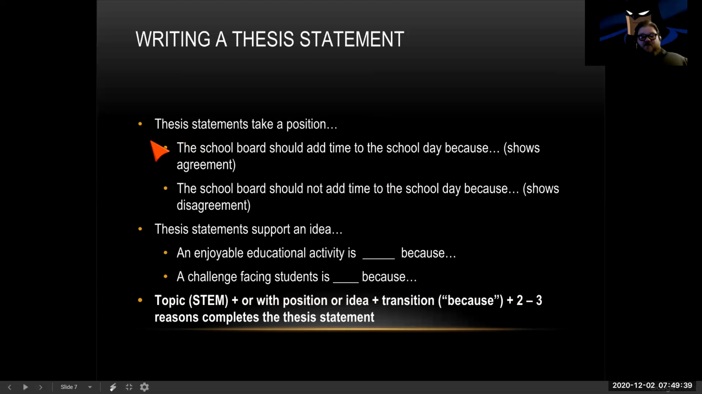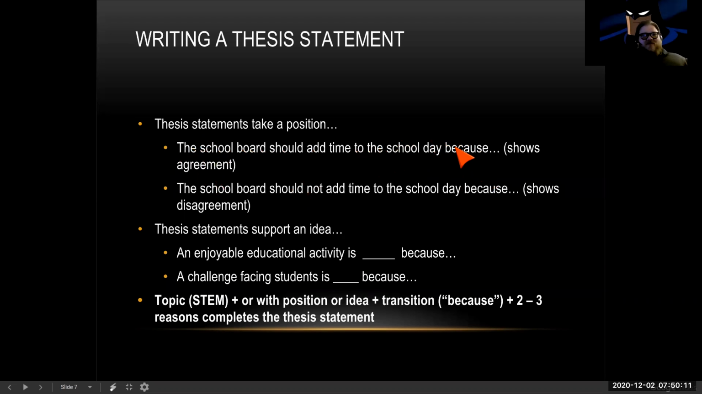Okay, so here we go. A thesis statement for persuasive writing, which is only one sentence, takes a position. Here's an example. Let's say we want to show agreement for our prompt, right? We agree with the idea. The school board should add time to the day because, right? That's going to be the school board should add time to the day. That's going to be our stem or our topic. We're talking about extending the school day. Because is going to be our transition. You're always going to use because. I'm going to say that it's our magic word, okay?